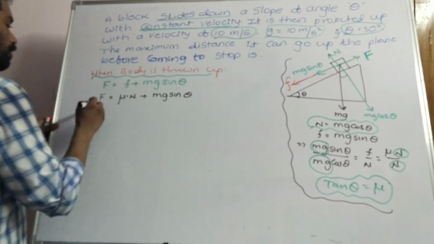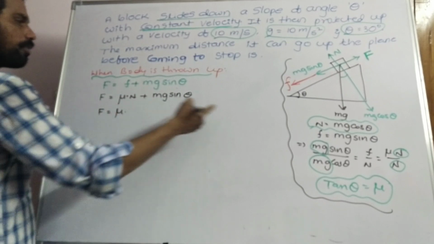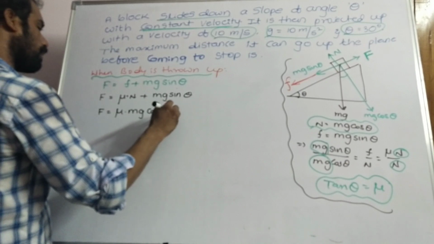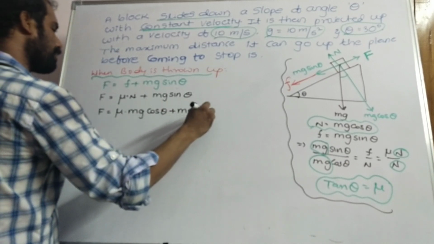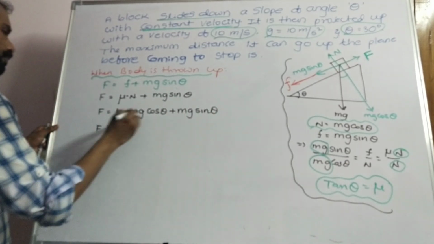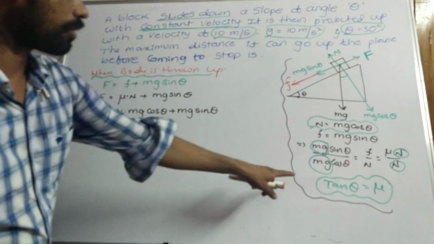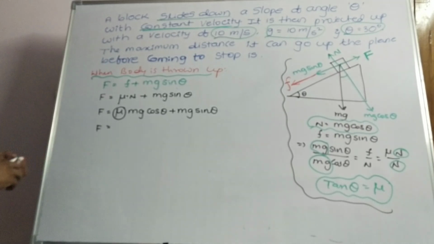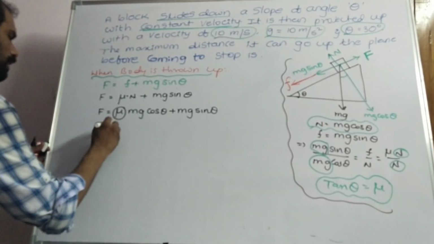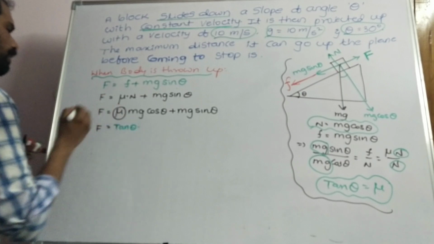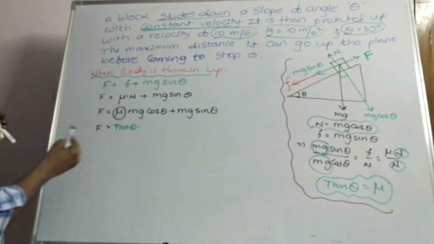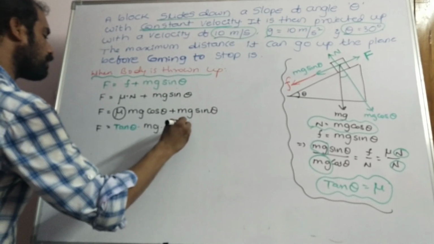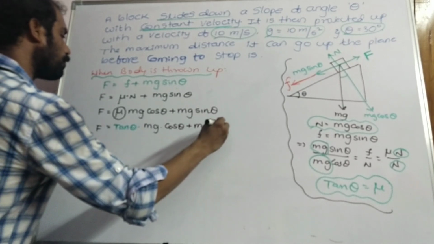Now F is equal to mu into, instead of normal reaction we have to write mg cos theta, plus mg sin theta. And we know tan theta is equal to mu. By substituting tan theta instead of the coefficient of friction, mu can be replaced using tan theta into mg cos theta plus mg sin theta.